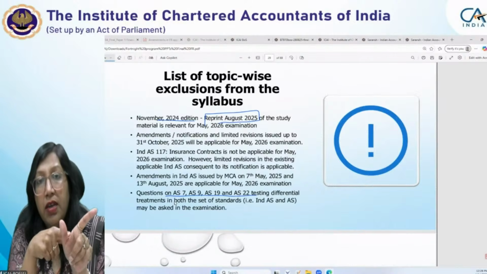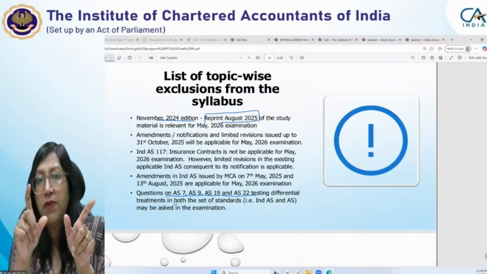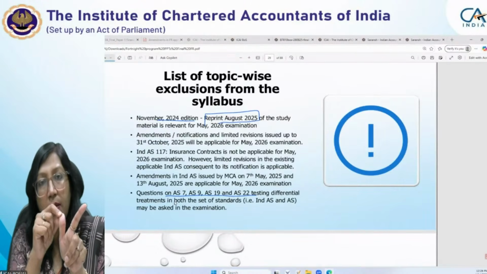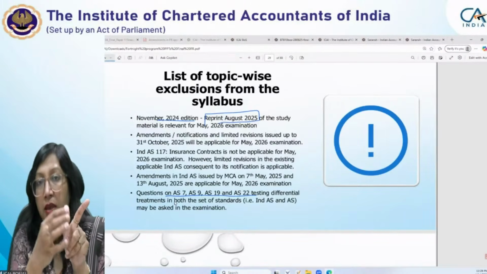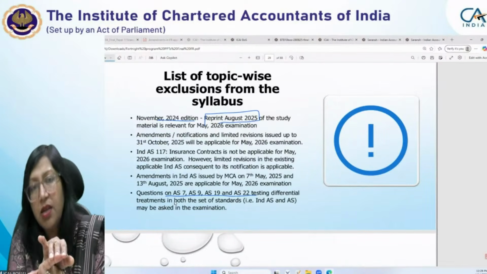So we have given a table at the end of every standard where we show the differences between AS vis-a-vis Ind AS. If you know those differences, you'll be able to apply them and solve such types of questions. What would be the accounting treatment as per AS, and what would be the accounting treatment as per Ind AS?